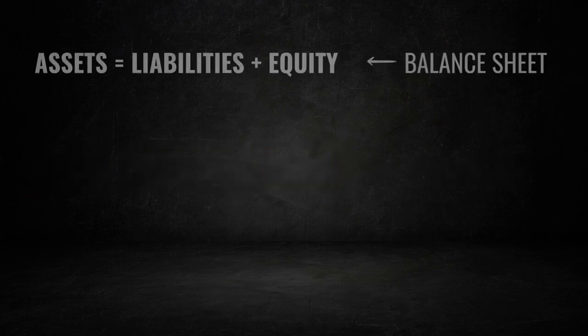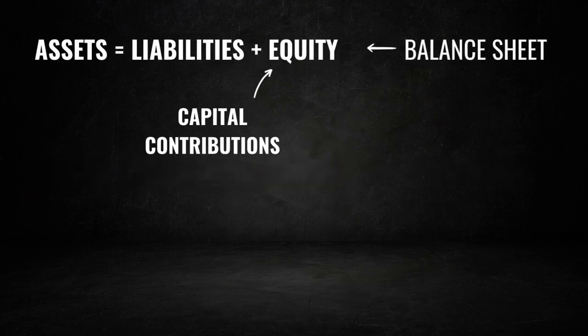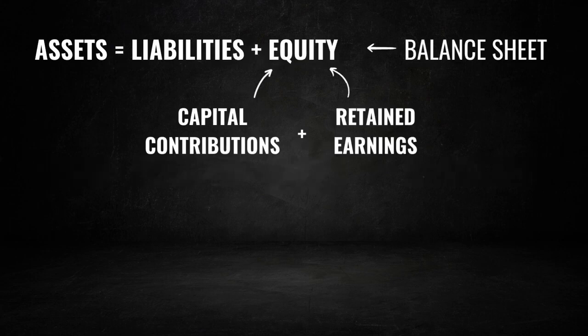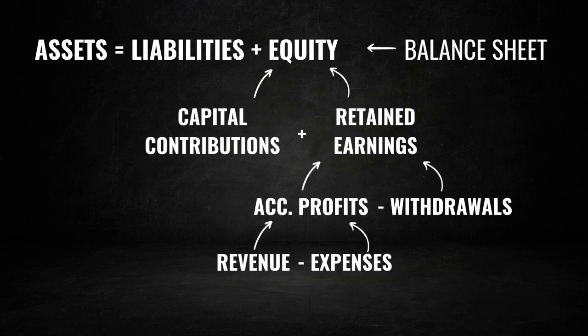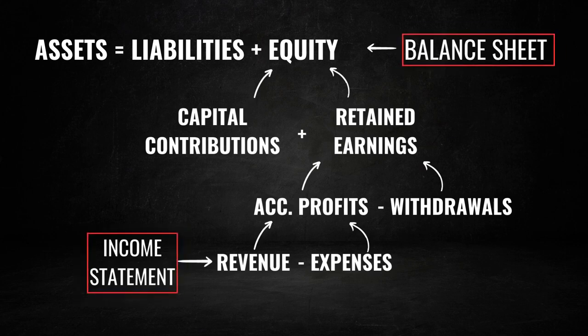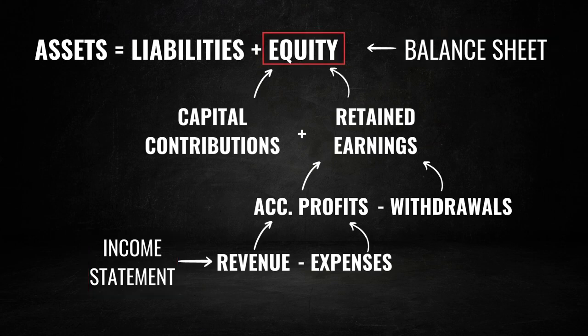We know that equity is made up of capital contributions from the owners and retained earnings, which are accumulated profits held for future use. Retained earnings can be further broken down into accumulated profits minus withdrawals. Accumulated profits are a business's revenues minus expenses, which are tracked in the income statement. So what we have here is the expanded accounting equation, which demonstrates how two major financial statements, the income statement and the balance sheet, are linked together through equity.